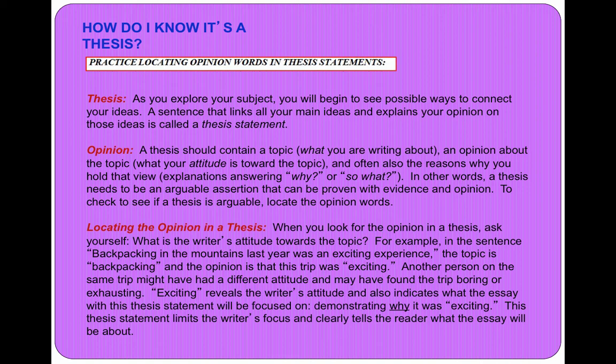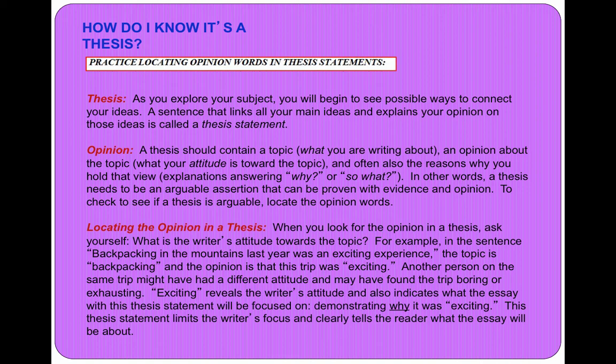Locating the opinion in a thesis. When you look for the opinion in a thesis, ask yourself, what is the writer's attitude towards the topic? For example, in the sentence, backpacking in the mountains last year was an exciting experience, the topic is backpacking, and the opinion is that this trip was exciting.